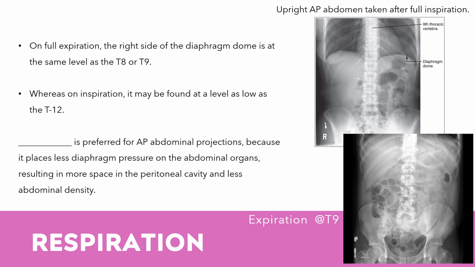Expiration is preferred for the AP abdominal projection because it places less diaphragm pressure on the abdominal organs, resulting in more space in the peritoneal cavity and less abdominal density. Image 1 is an upright abdomen taken after full inspiration. And image 2 is expiration, and you can see the diaphragms at T9 there.